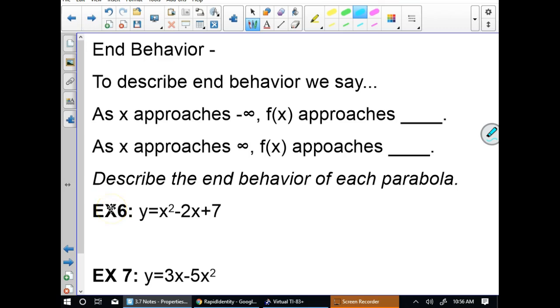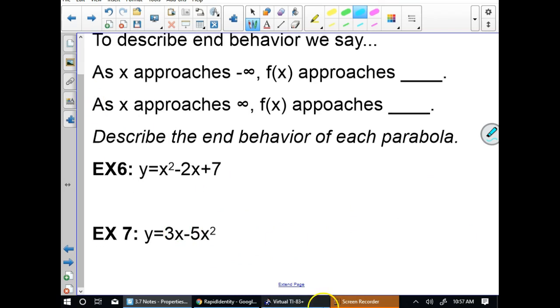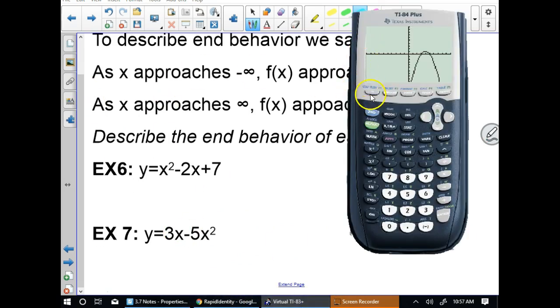Okay. All right. Next thing, end behavior. So to describe end behavior, we always say pretty much the same thing. As x approaches negative infinity, f of x approaches something, and as x approaches positive infinity, f of x approaches something. Okay. So if we graph this equation that we have here, x squared minus 2x plus 7.